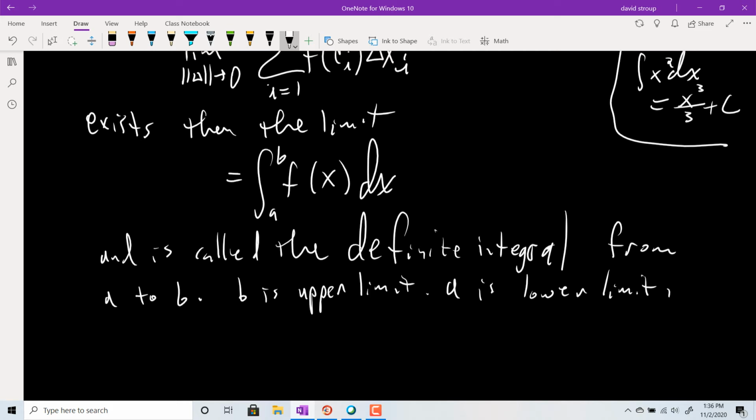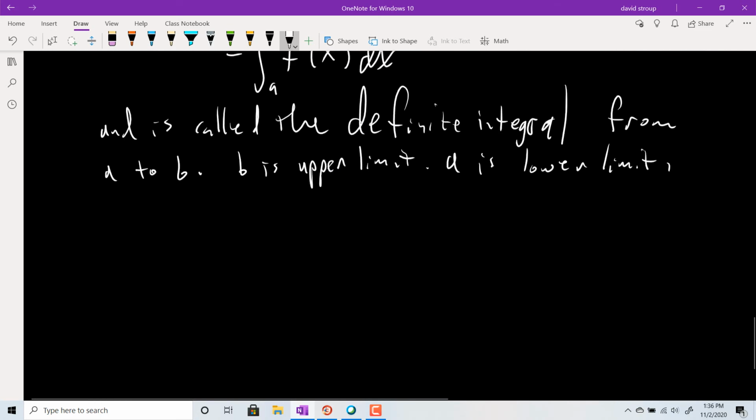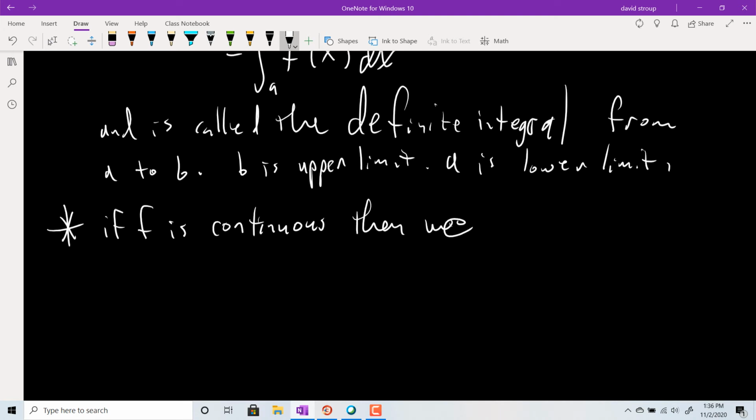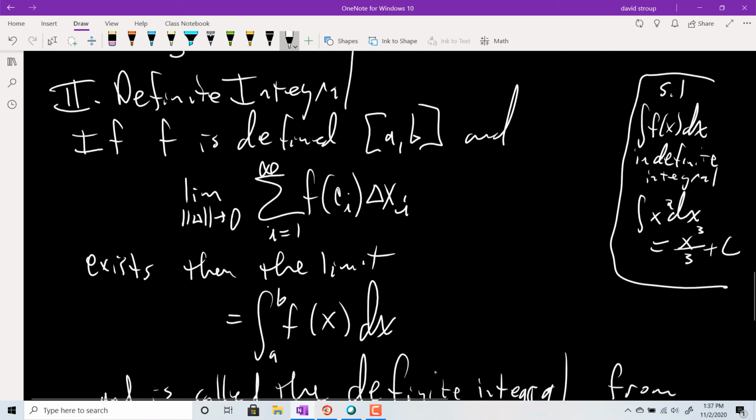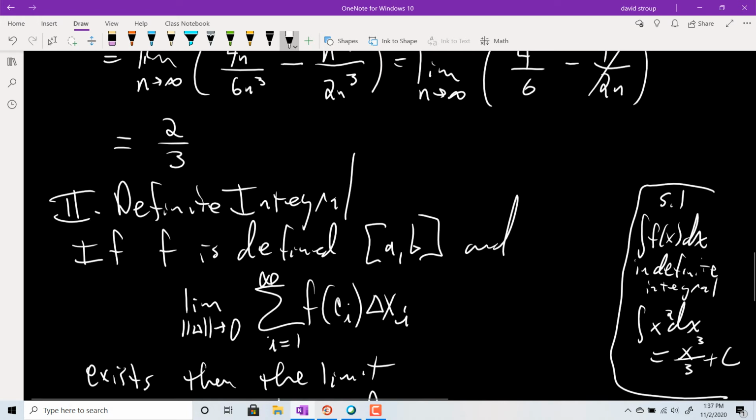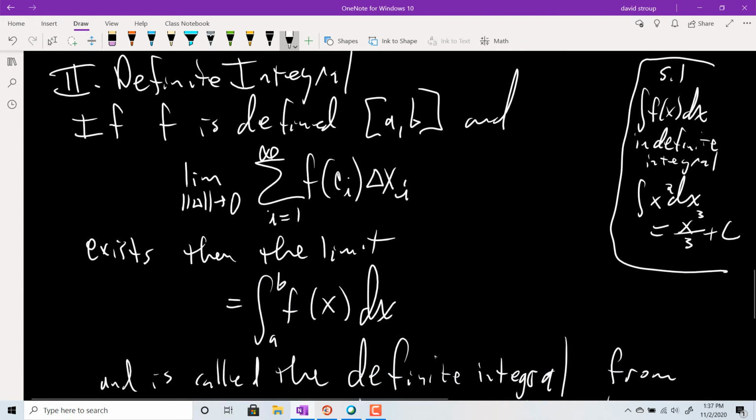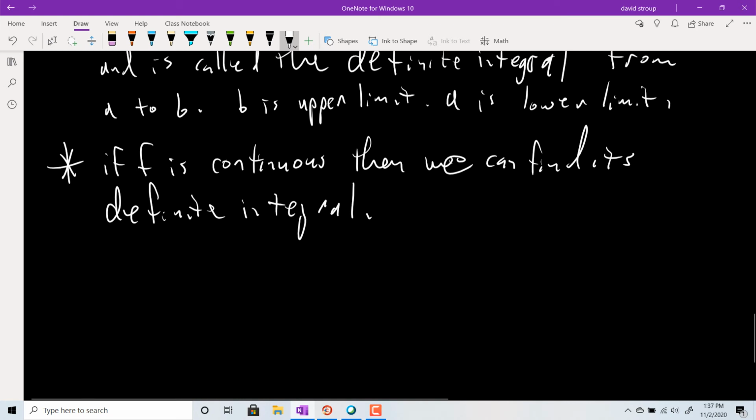I'm sure I said this before, sort of off to the side, but in general, if f is continuous, then we can find its definite integral. Continuity is a super serious, super powerful kind of property, and in general, we'll be dealing with functions that are continuous.